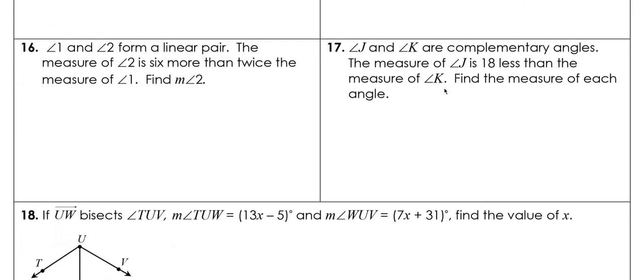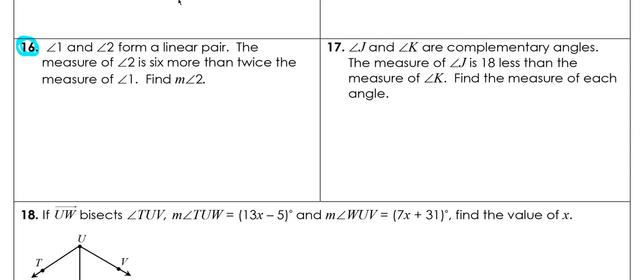Now these ones are the ones, again, that people have the most trouble with because it doesn't give you actual numbers. It's telling you something. So again, I asked myself, angle 1 and 2 form a linear pair. The measure of angle 2 is 6 more than twice the measure of angle 1. Find the measure of angle 2. I'm looking at number 16, if you forgot.